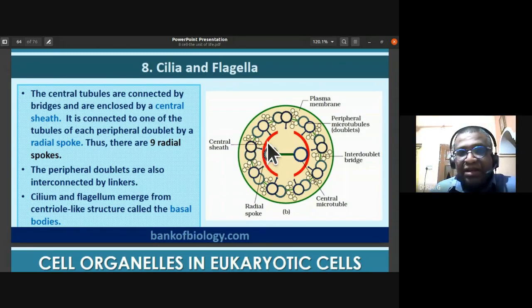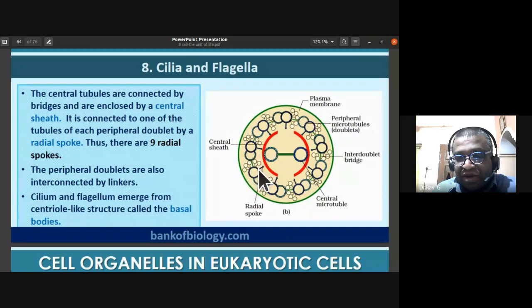Thus there are 9 radial spokes. You can count them. There are 9 radial spokes, and the peripheral doublets are interconnected. Each peripheral doublet is connected to the central sheath by a radial spoke, and the peripheral doublets are interconnected by linkers. You can see the small green ones, which are nothing but linkers.